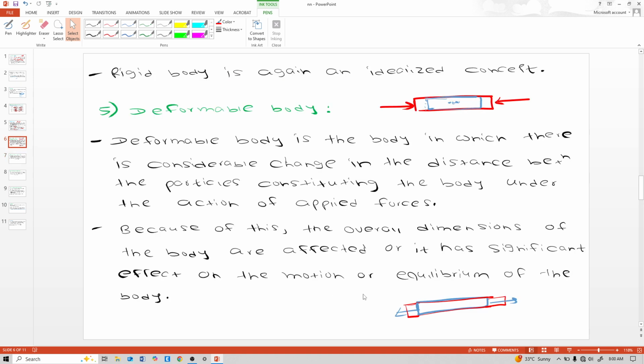So how is the equilibrium of the body affected? Maybe this body is in equilibrium initially, but after forces are applied it will not be in equilibrium. Because of this, the overall dimensions of the body are affected and it has a significant effect on the motion or equilibrium of the body. Because of this, stress develops inside it. Because of those compressive forces, those tensile forces, stress develops inside it. So that is the meaning of that sentence, equilibrium, motion.